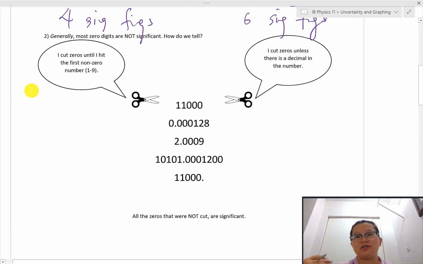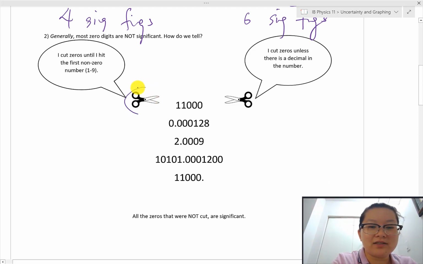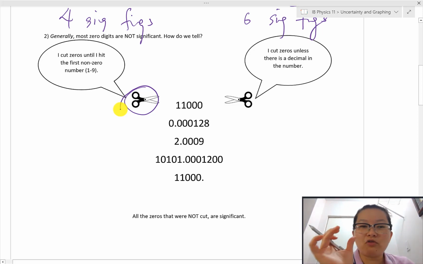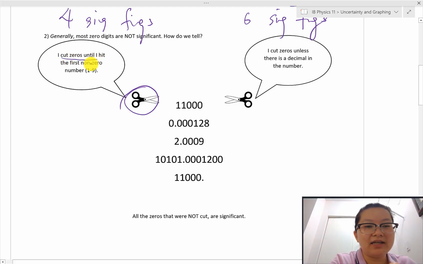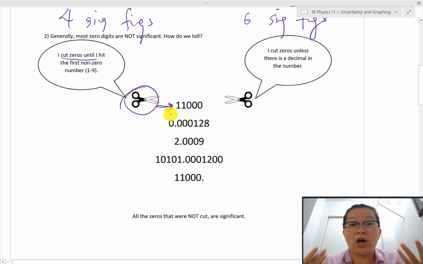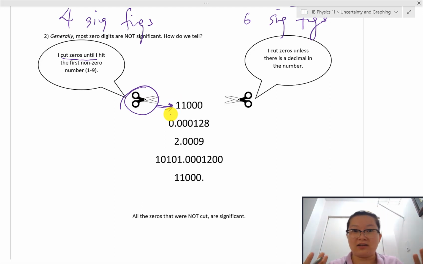Imagine I have these two scissors and I'm going to give them a program. I will tell them how to cut zeros. Let's start with the scissor on the left side. It is programmed to cut zeros until it hits a non-zero number, 1 to 9. So for example, right now it starts cutting at this first number, and the first number is non-zero, so it stops cutting. There are no zeros to cut.